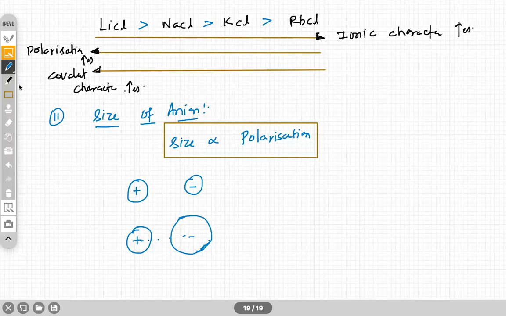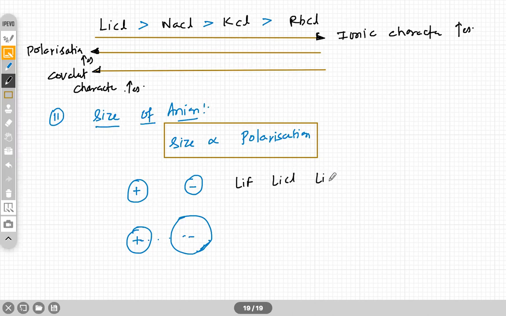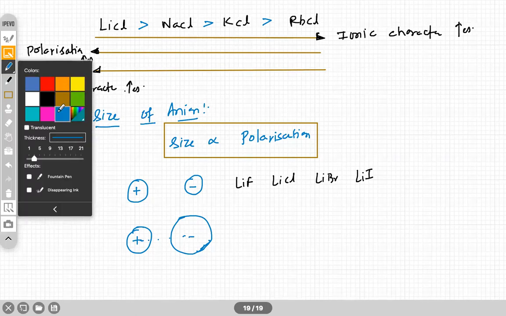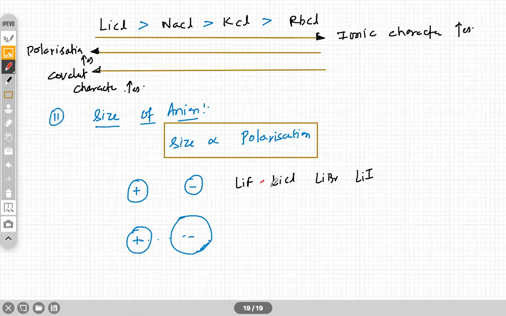Hence as the size of anion increases, polarization increases. So if I ask you the question here, LiF, LiCl, LiBr, LiI, which one has the maximum covalent character? The maximum covalent character we have with maximum size of anion, and this is the answer we have, maximum covalent character.